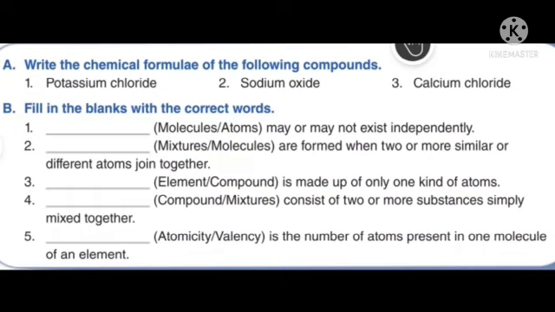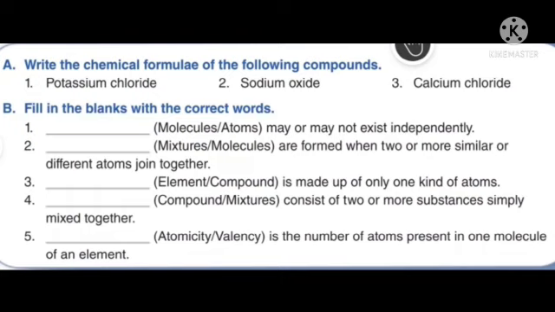Then the second one, sodium oxide. Sodium Na, oxygen O. So NaO. The valency for sodium is 1, and the oxygen valency is 2. If you cross over the valencies, you will get Na2O. We cannot divide further. So sodium oxide is Na2O.